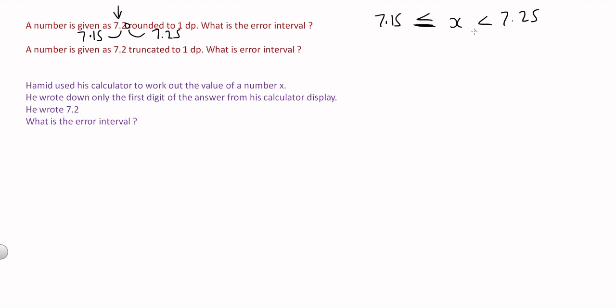So for example, if I pick a number that's less than 7.25 but bigger than or equal to 7.15, for example, let's say 7.24. If I was to round that to 1 decimal place, obviously you look at the second digit after the decimal point and you ask yourself the question, is it 5 or more? No. So you keep that as 7.2. I can try another one.